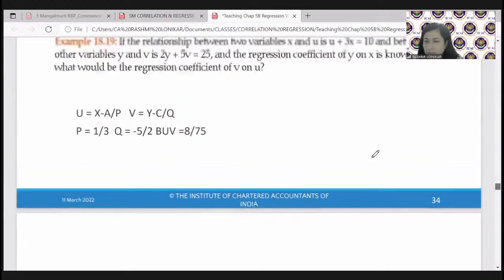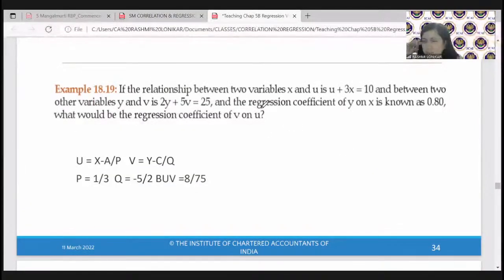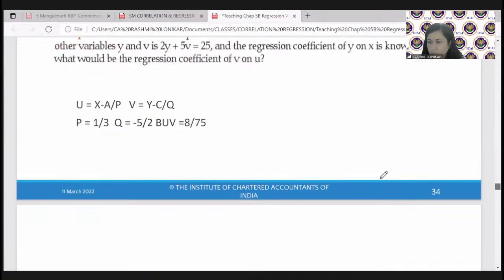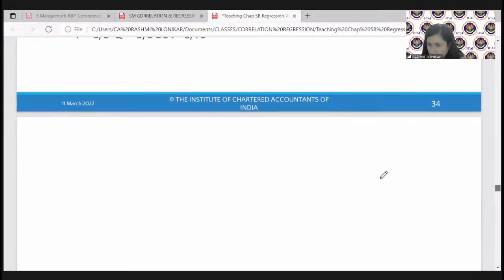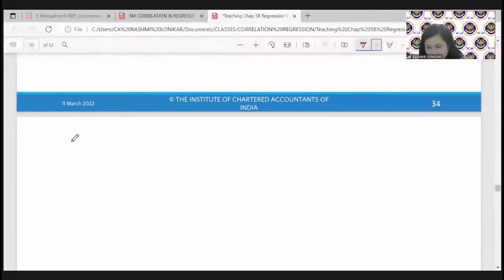Now let me do the sum. If the relationship between the two variables x and u is u plus 3x is equal to 10, and between two other variables y and v is 2y plus 5v is equal to 25, and the regression coefficient of y on x is known as 0.8, what will be the regression coefficient of v on u? So they have given you two equations. Let's write it over here. The first equation is u plus 3x is equal to 10. The second equation is 2y plus 5v is equal to 25.